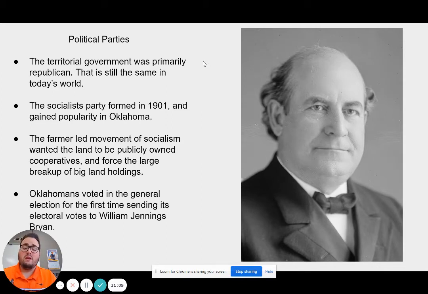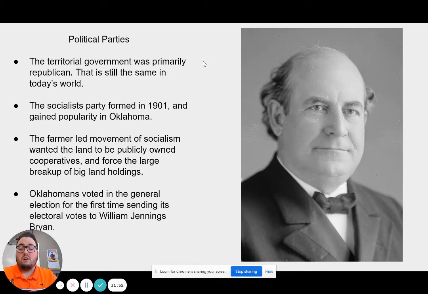The Socialist Party formed in 1901 and eventually came to Oklahoma once it became a state. It was a farmer-led movement, led by the farmers that were looking to get their fair piece of land. The farmer-led movement of socialism wanted the land to be publicly owned cooperatives, meaning that the people own the land, not just one person owning a big lot of land. They wanted to break it up into pieces so it could be fair and farmers could have their fair cut of the land. So a lot of people, especially around 1910, 1911, are starting to join the Socialist Party in Oklahoma. They're seeing that this is a good opportunity for them to get a fair shake and get the fair amount of land that they think that they deserve.